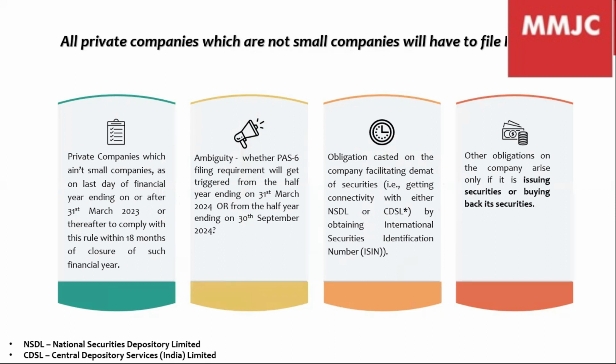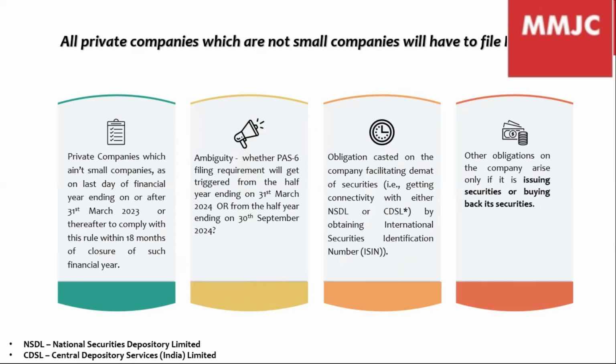Further, if we analyze Rule 9B, then broadly speaking, the only obligation cast on the company by Rule 9B is facilitating demat of securities. That is, getting connectivity with either NSDL or CDSL by obtaining an International Securities Identification Number. Thereafter, it is the obligation of the securities holder to get the securities dematerialized. All other obligations on the company arise only if it is issuing securities or buying back its securities.